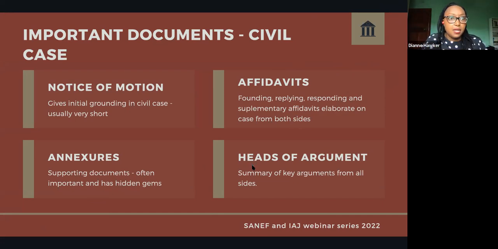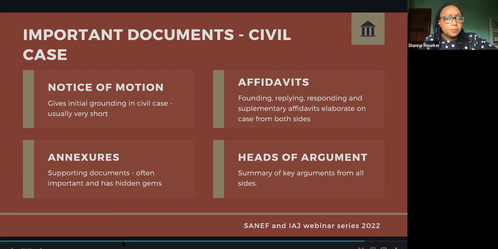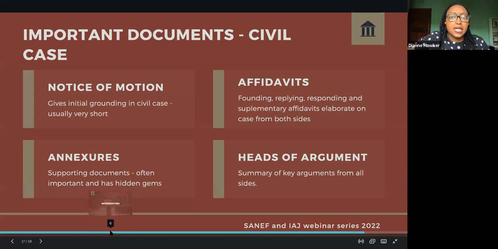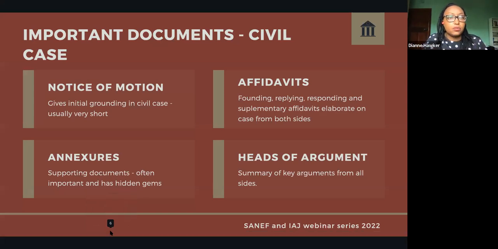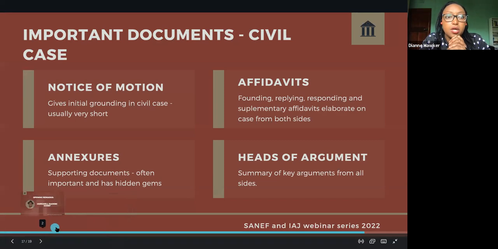Sometimes if there's many people, if you get the heads of argument, you'll be able to actually get a clear summary to say, okay, this person is arguing for this, but this is the counter argument. And then you'll find also other people like amicus curiae, the friends of the court, might come with other supporting arguments. So heads of argument are also very key documents to look out for in civil proceedings.